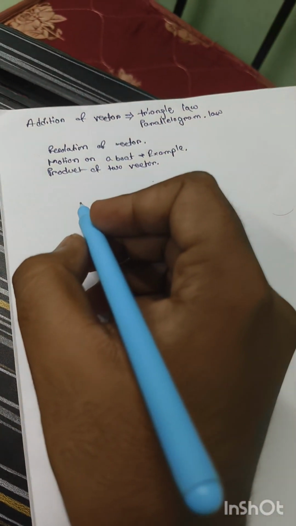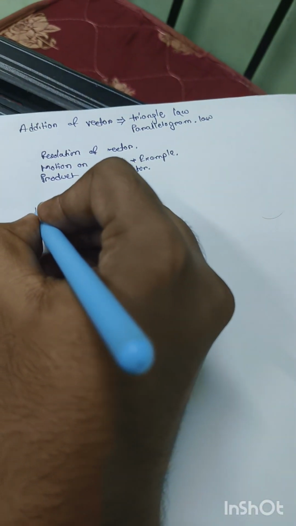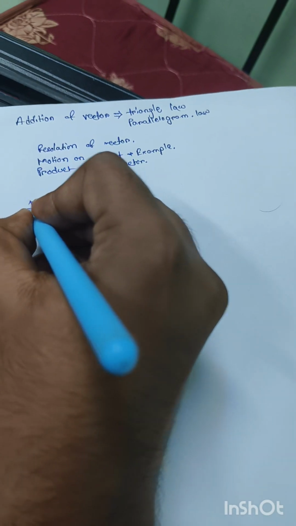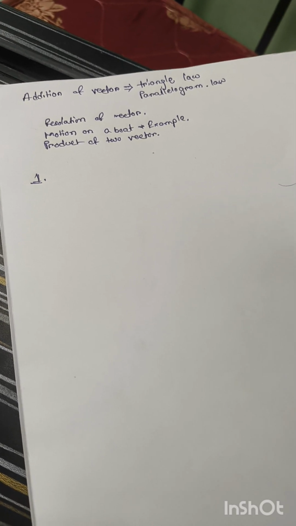Now firstly, how do we add two vectors? From scalars, we know that a scalar has no direction, so we can easily add two values. But for vectors, we have to consider a third thing, that is the angle between the two vectors.